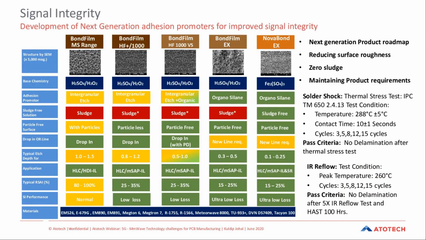So in this slide, I show you a table of all the key products that Atotech has been working with. You can see there's a whole blend of different types of chemistries being used, and the number of steps is also different. But I want to point out a couple of things that are really key. Number one is obviously the etch depth, and etch depth is a function of getting to that smoother trace.